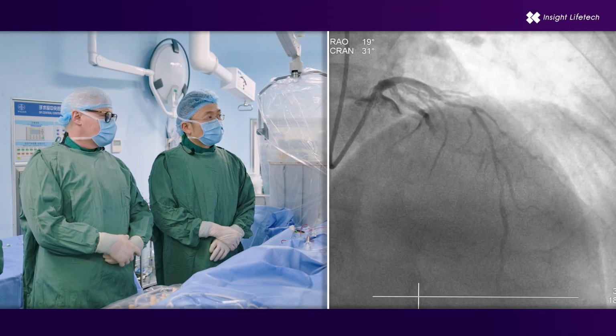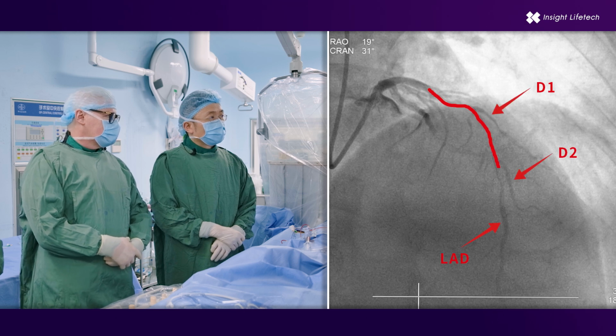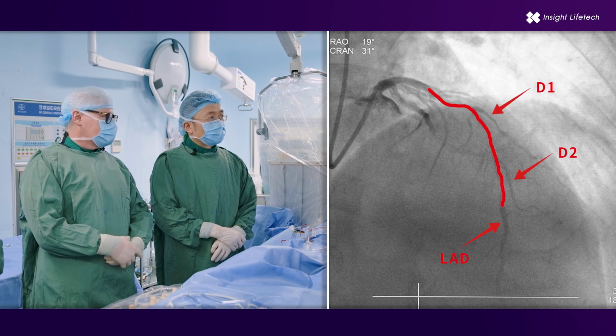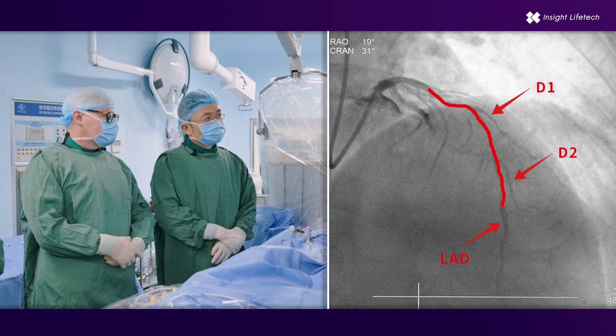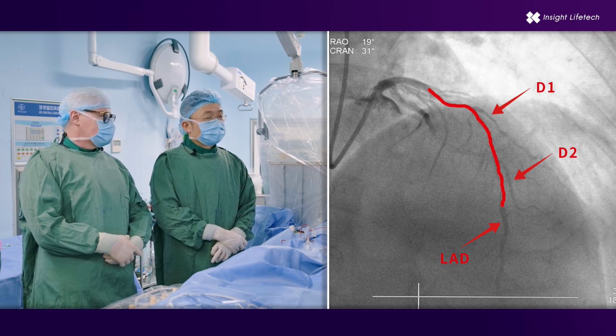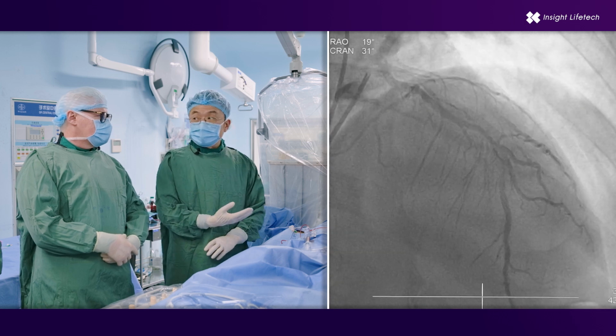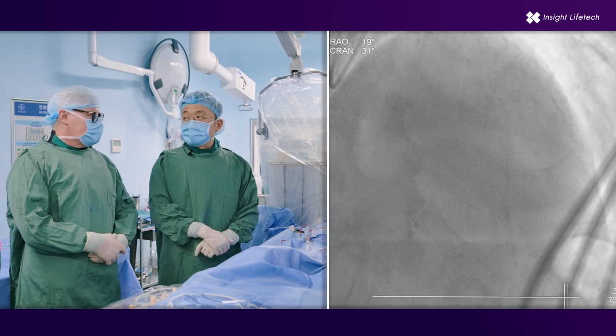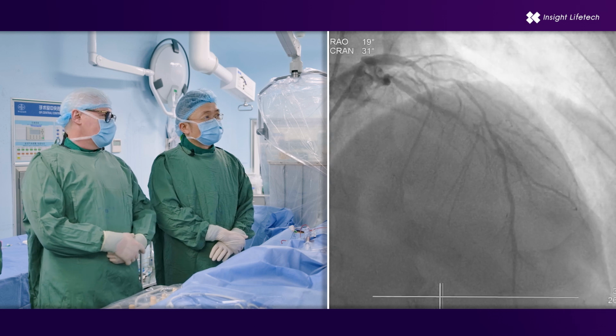So today our target is a long diffuse lesion in the left anterior descending artery. You can see there are two diagonals we need to protect, and a very long diffuse lesion of this important vessel. So usually what will be your strategy for this kind of lesion in a young patient?